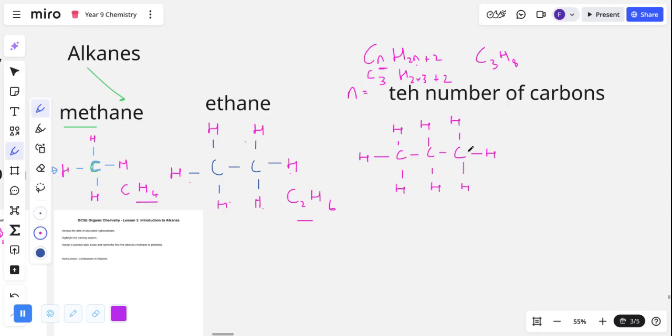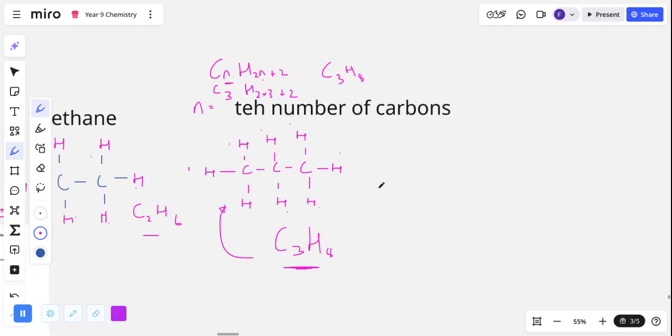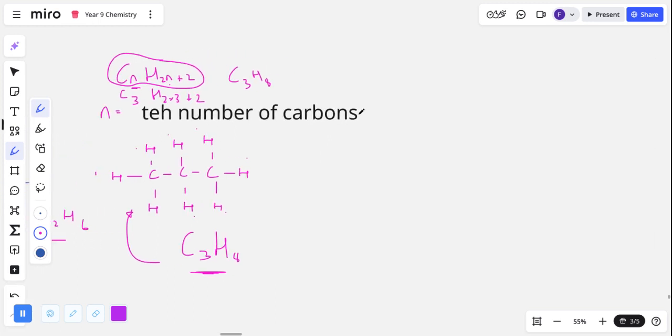Anyway, so let's look at it. This is 1, 2, 3 carbons, C3. Let's start from here: 1, 2, 3, 4, 5, 6, 7, 8. Ooh, H8. So this is an easy way of writing this without drawing it out. This is an easy mathematical way of really doing tough ones, in terms of how many hydrogens there are on an alkane with 10 carbons.